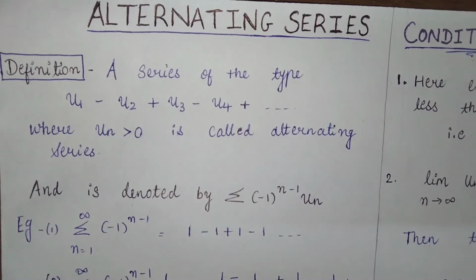Hello everyone. So today we will study Leibniz's test, and based on that test we will find the convergence and divergence of any given series. But before starting the Leibniz test, we should know the meaning of alternating series. So what is the meaning of alternating series?